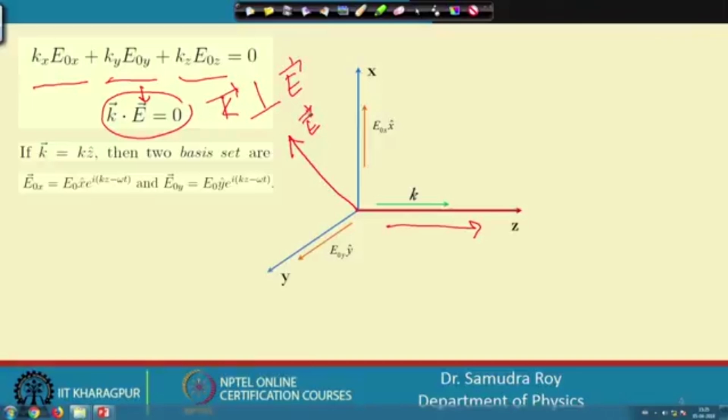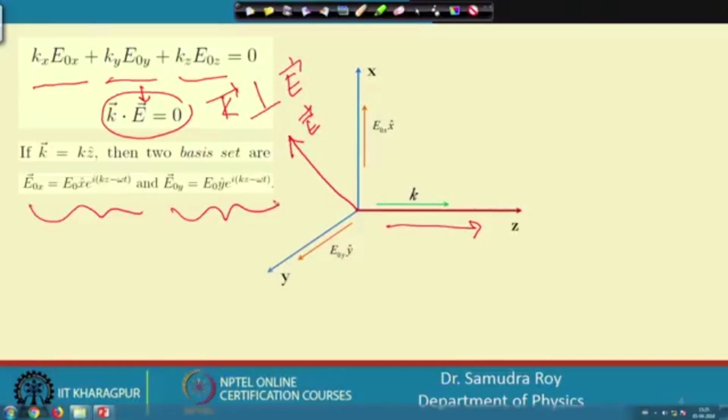If that is the case, then this E can be divided into two parts. One is along the x direction and one is along the y direction. Any E can be divided into two basis sets. So, these are the two basis sets which are perpendicular to k. These are essentially two polarizations. We call these two polarization states.